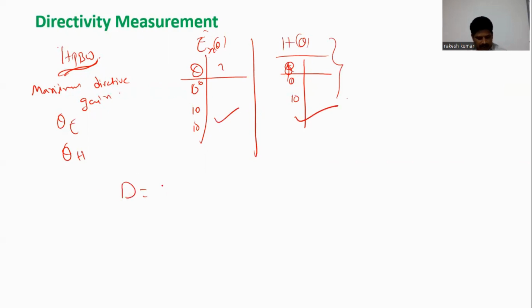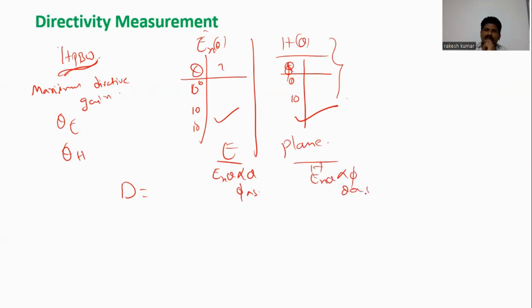D is equal to, so E plane and H plane. We have already discussed the E plane and H plane. The E plane is the normalized field pattern n of theta versus theta, keeping phi constant. The H plane is the normalized field pattern versus phi, keeping theta constant. Once you obtain all the values, that is the maximum gain, the maximum value in the theta direction and phi direction, we have the direct formula.